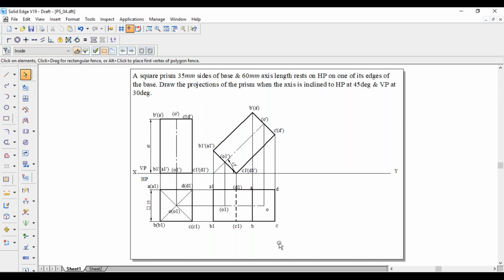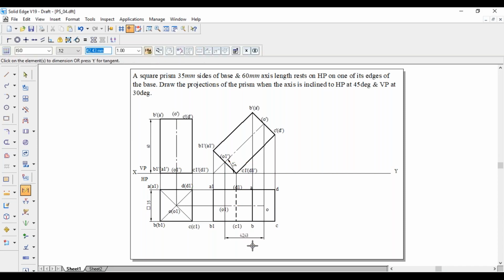For the third position, it has given the axis is inclined to VP at 30 degree. So as the axis is inclined, the original length of the axis is 60 mm. Now it is reduced to 42.43 mm. As the length of the axis is reduced, so it is a locus problem. First draw a 30 degree line.